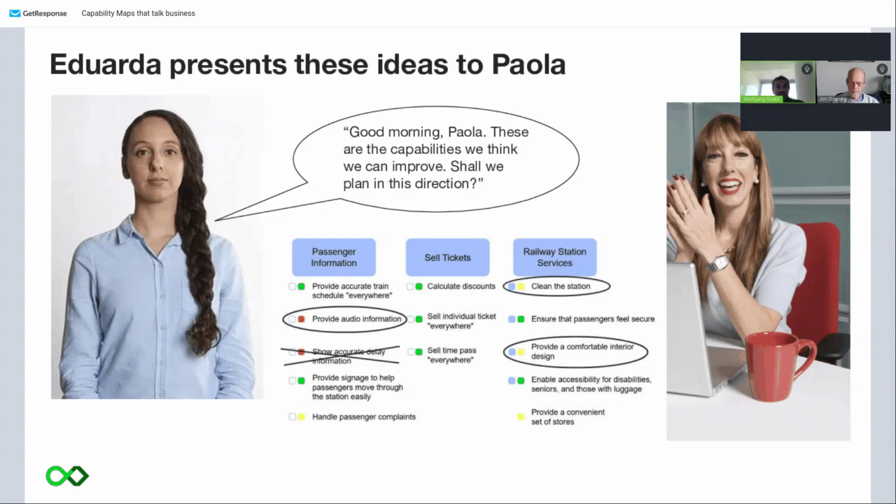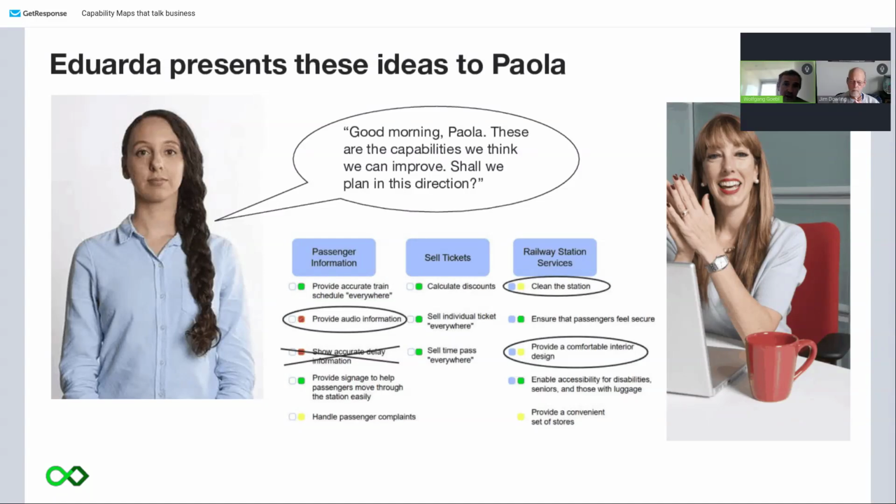And then finally, she goes back to Paola and says, okay, good morning, Paola. These are the capabilities we think we can improve. I've talked to so many people. We did some user research. We believe it's feasible and realistic that we invest your 39 million euro in cleaner stations, in providing a more comfortable interior design, and in information, because the information really sucks. It's not understandable in some stations. That's why we found this heat, because audio information is below average. We must have, or at least we should be okay in this capability, and we believe that we can improve that capability.